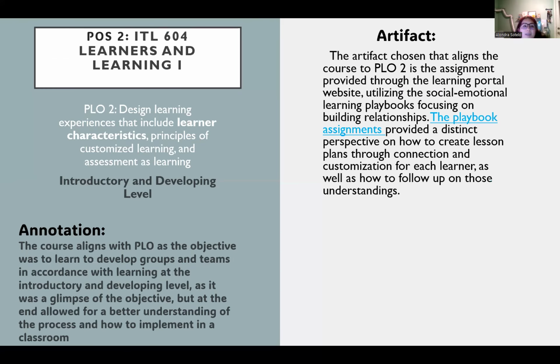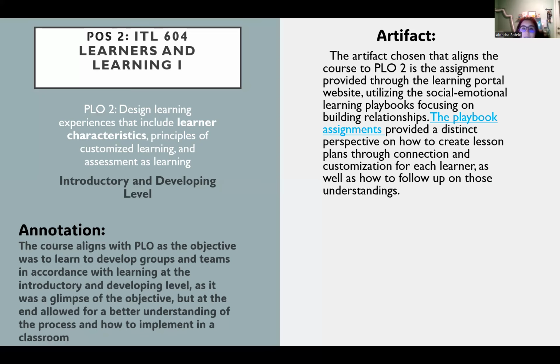POS 2 is the ITL 604, Learners and Learning 1. PLO 2, design learning experiences that include learner characteristics, principles of customized learning, and assessment as learning. I chose this in the introductory and developing level. The course aligns with PLO 2 as the objective was to learn to develop groups and teams in accordance with learning at the introductory and developing level, as it was a glimpse of the objective, but at the end allowed for a better understanding of the process and how to implement it in the classroom.